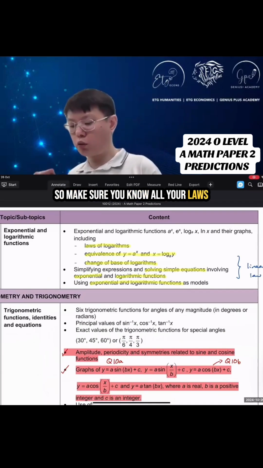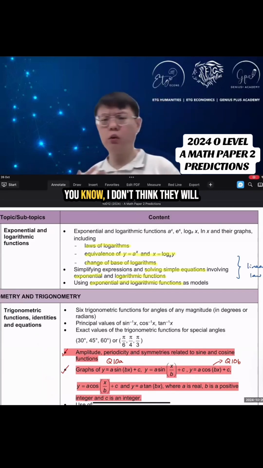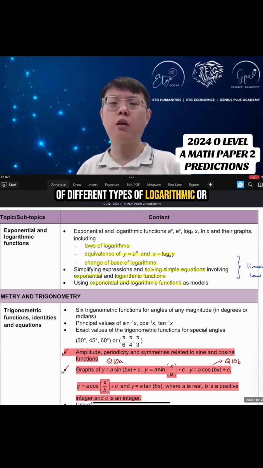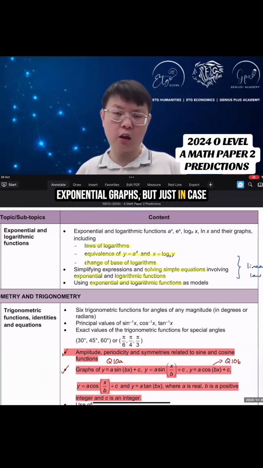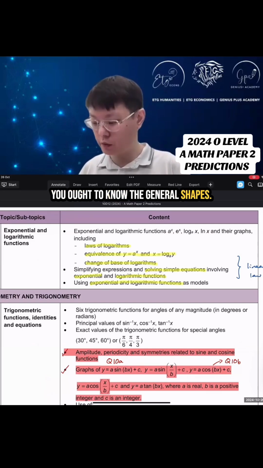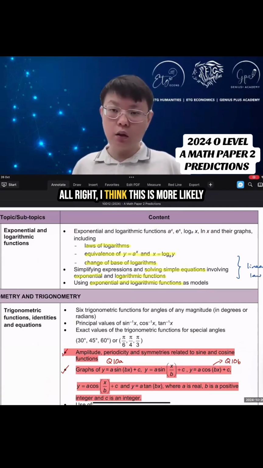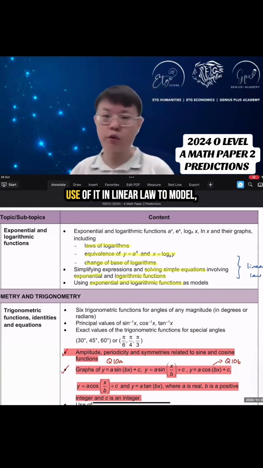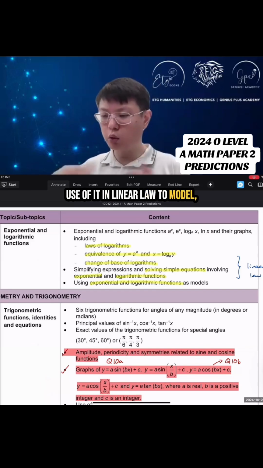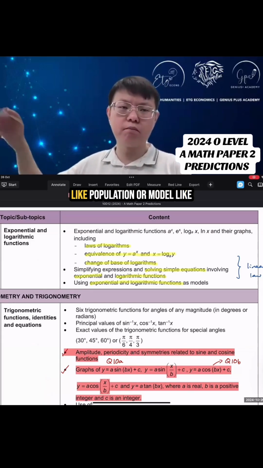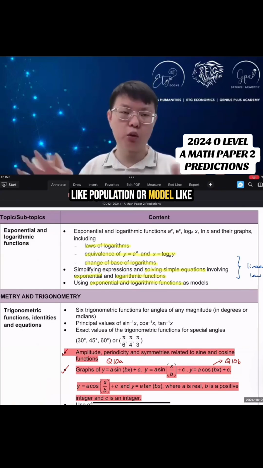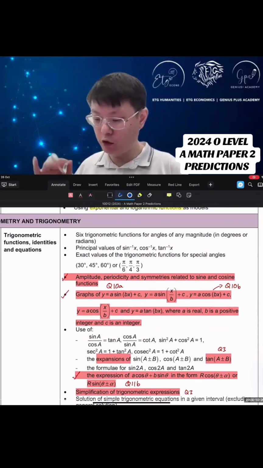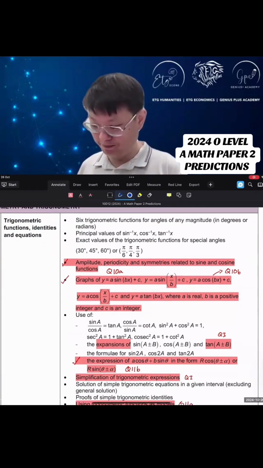So make sure you know all your laws of logarithms. I don't think they will test you on the general shapes of different types of logarithmic or exponential graphs, but just in case, you ought to know the general shapes. I think this is more likely to be equation solving and also use of it in linear log to model what they like to model, like population, or earthquakes, or pH values. Hope chemistry did not traumatize you.